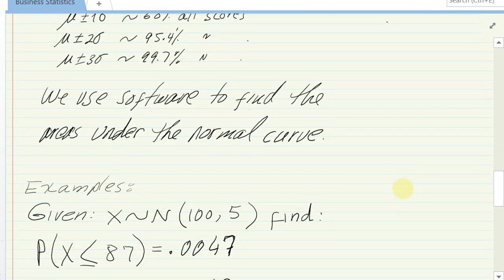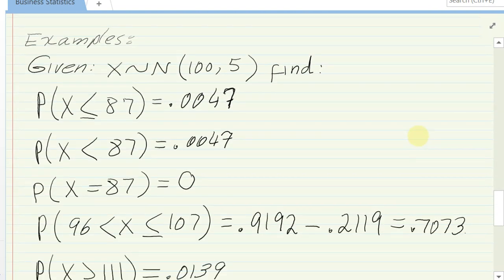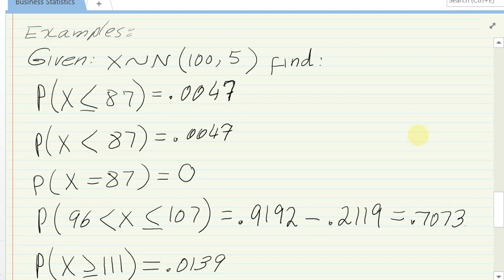So here are the examples that I actually ran in MegaStat, and I'll show you where these numbers come from in a moment. I made up a normal distribution where the mean is 100 and the deviation is 5, and we want to find probabilities of those events: the probability the value is less than or equal to 87, less than 87, equal to 87, between 96 and 107, and greater than 111. These numbers, we're going to get them all from MegaStat.